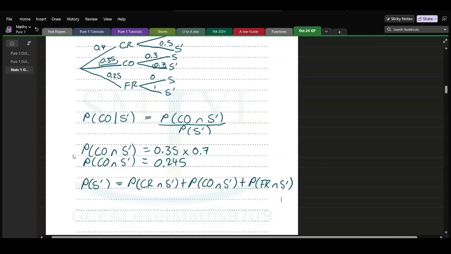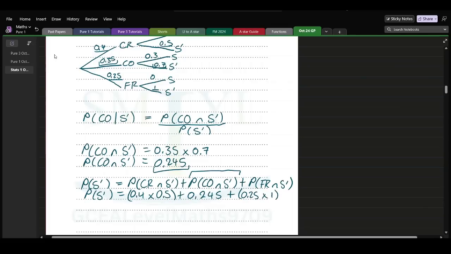Right, so let's evaluate our 3 scenarios. The first scenario is that he has crisps, that's 0.4, and after having crisps he does not have a soda, that's 0.5. So times 0.5, and then we already evaluated the scenario of cookies and no soda, that's 0.245, so plus 0.245, and then the last scenario he has fruit, that's 0.25, but does not have a soda, that's 1, so times 1.